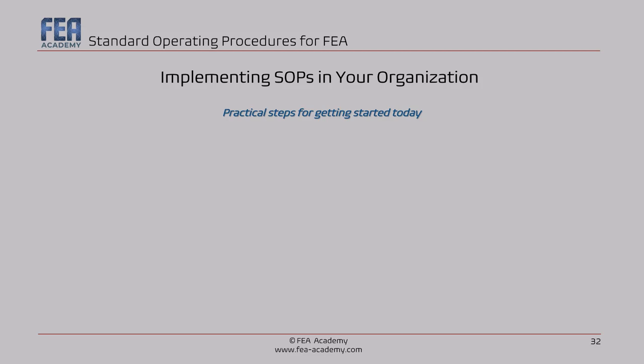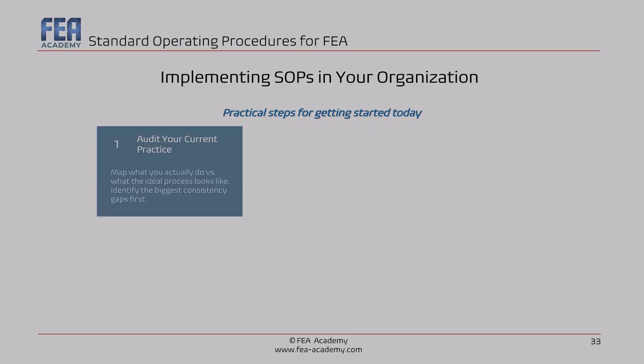So what I mean here is, start with the minimum viable SOP, and then iterate from that. Step 1 would be audit first. Before writing anything, map your current practice. Interview your 3 most experienced analysts. Where do they agree? Where does each person do something different? And that divergence is your priority SOP list.